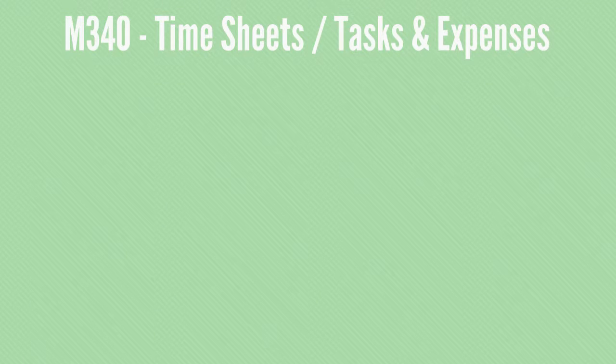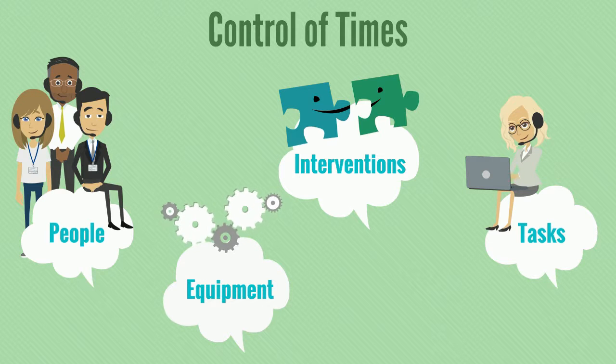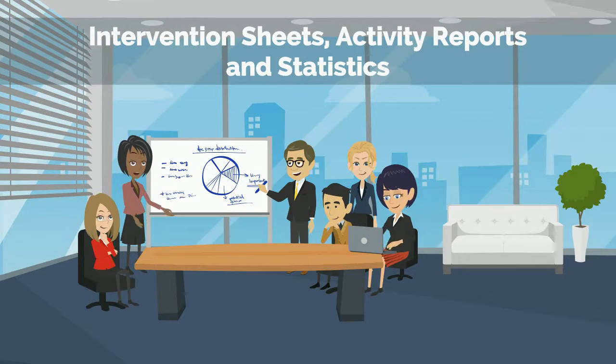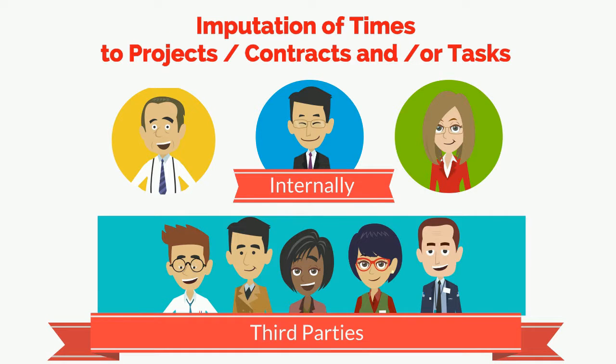M340. Timesheets. This module supports the planning and control of times, with emphasis on the planning and control of the activity times of people and equipment, as well as interventions on them and tasks associated with them. Intervention sheets, activity reports and statistics. Imputation of times to projects, contracts and/or tasks either internally or to third parties.